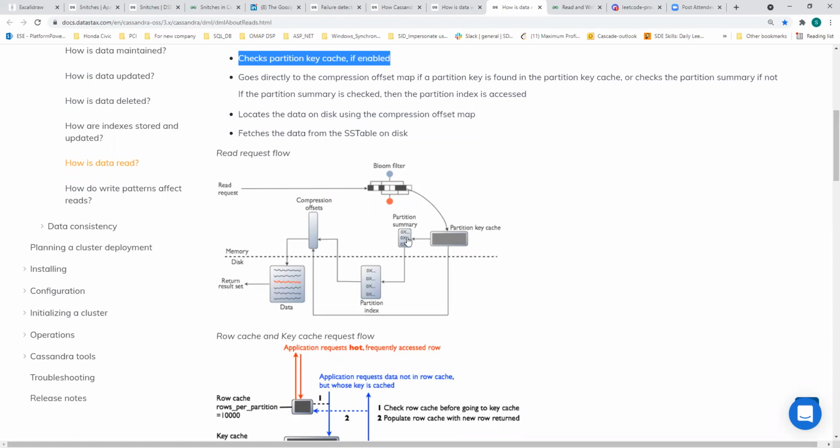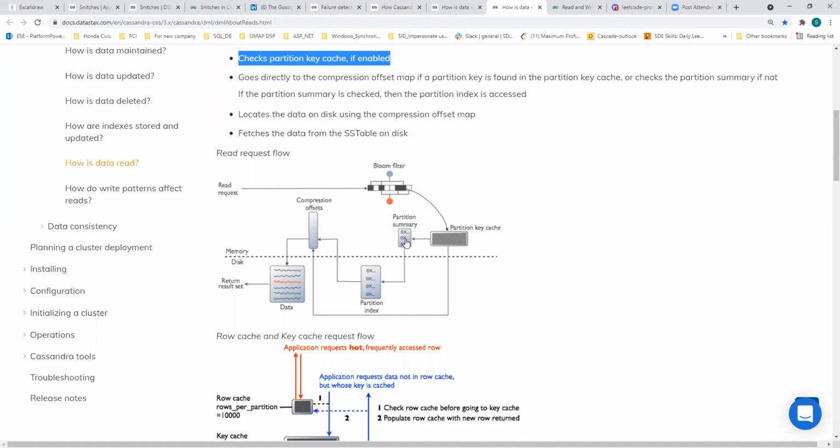Then this partition summary, as I think Nick was saying, we have this partition index, and it might be the same thing over here. The partition indexes are stored on the disk, but the partition index has another layer, which is called the partition summary.